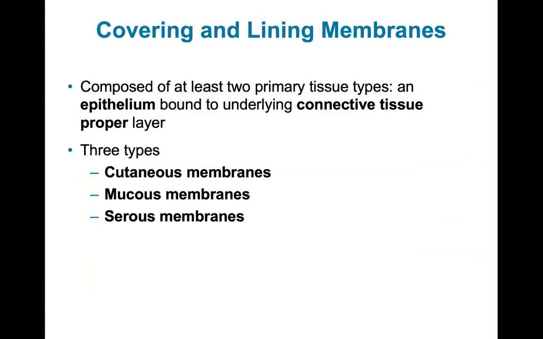All right, covering and lining membranes. Covering and lining membranes, these are composed of at least two primary tissue types. As most commonly, you're going to find epithelium bound to an underlying connective tissue. There are three types of membranes: cutaneous membranes, mucous membranes, and serous membranes.